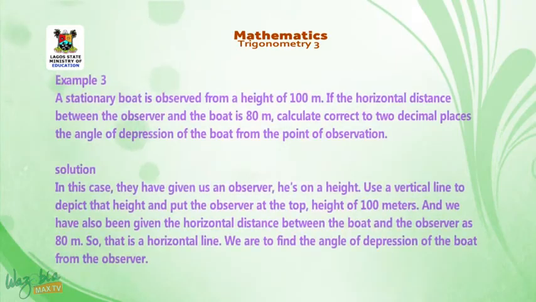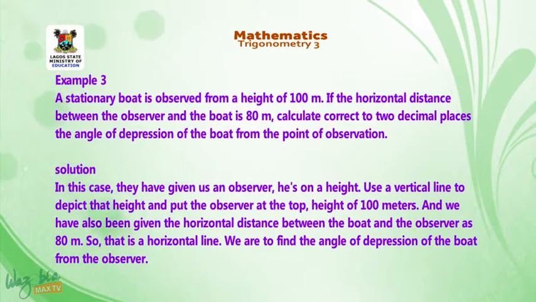Now question 3. A stationary boat is observed from a height of 100 meters. If the horizontal distance between the observer and the boat is 80 meters, calculate, correct to 2 decimal places, the angle of depression of the boat from the point of observation. Solution.